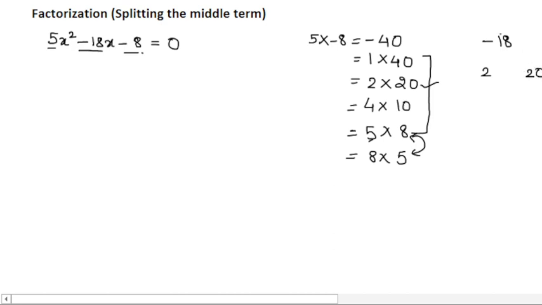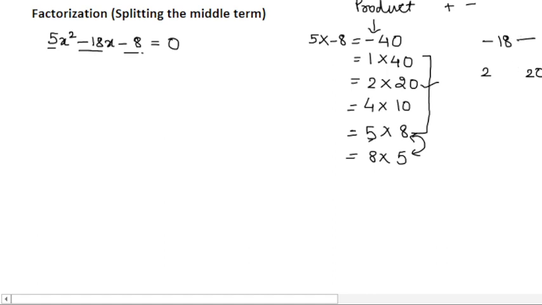Now comes the point where we have to select the sign in front of these numbers. How do we select? Again, take a look at the product. This is the product of those two factors, meaning two numbers which when multiplied give you a negative number. This clearly means that only one of these two numbers is negative. So one number is positive and the other is negative. But again, which one is positive and which one is negative?